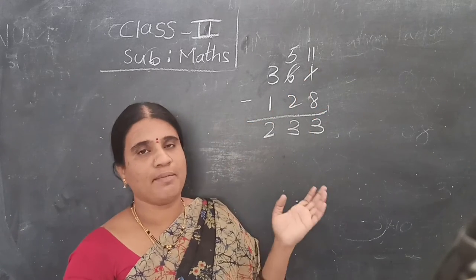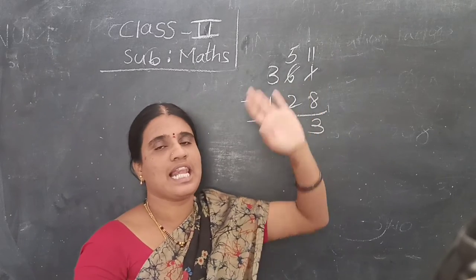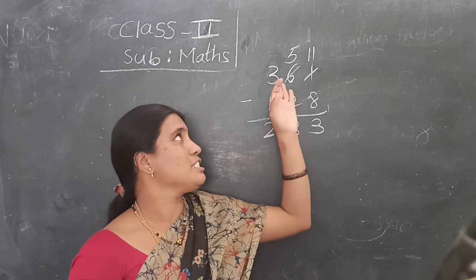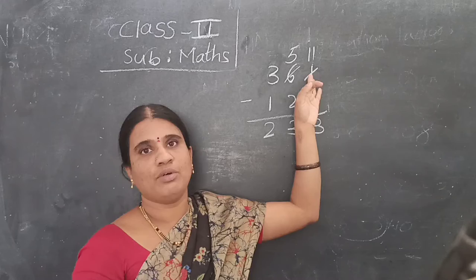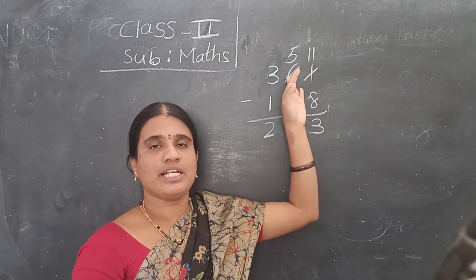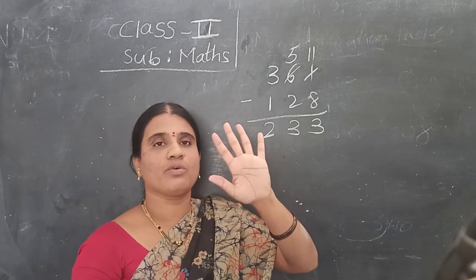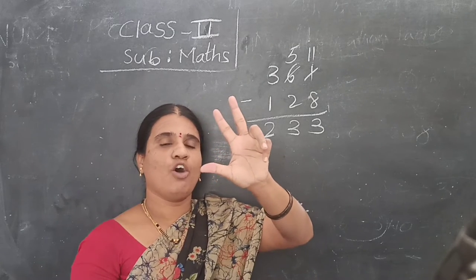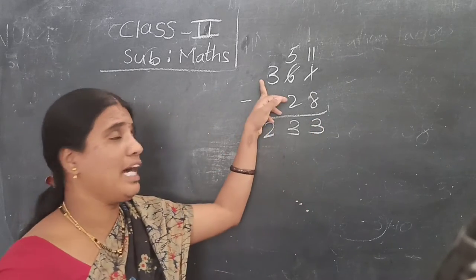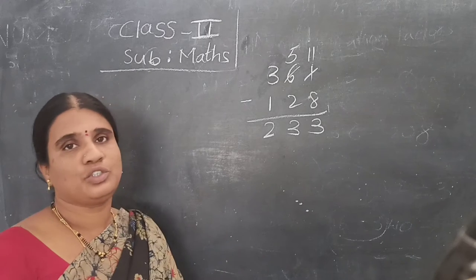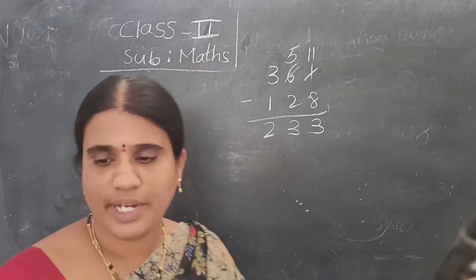So, here 8 from 1 is not possible. So, what are we doing? We take a borrow from the 10s place number. So, now the ones place 1 becomes 11. In the 10s place it is 6, so it becomes 5 after giving to the ones place. What number is here? 5. So, from the 5, you have to close the 2 fingers. Then, how many fingers remain? 3. At the same time, 3 minus 1 is 2. Okay? Next, one more example.